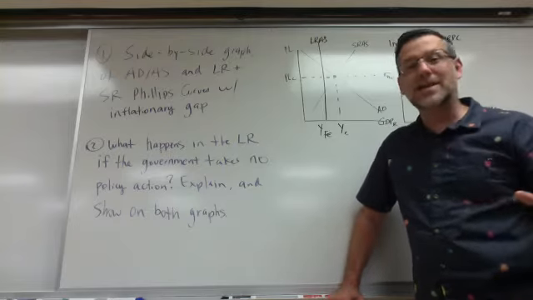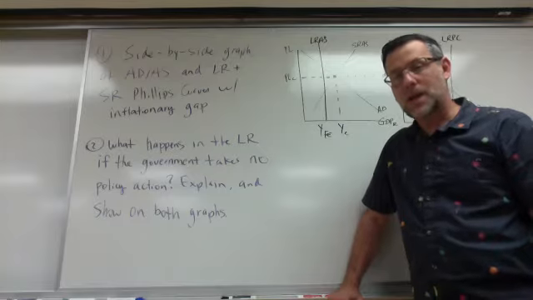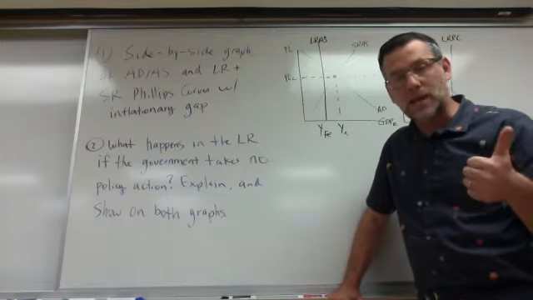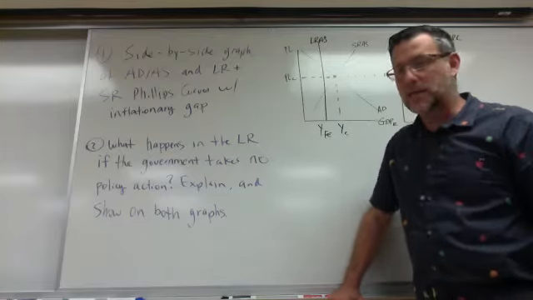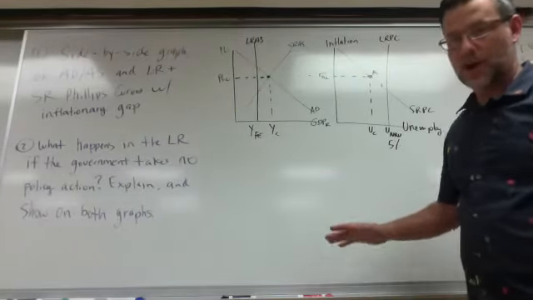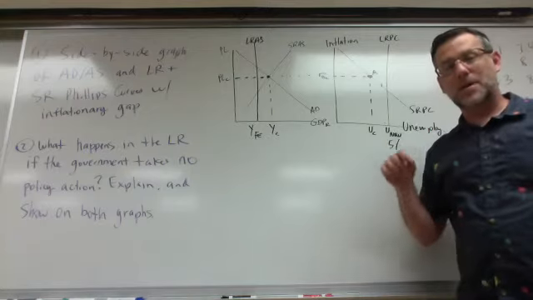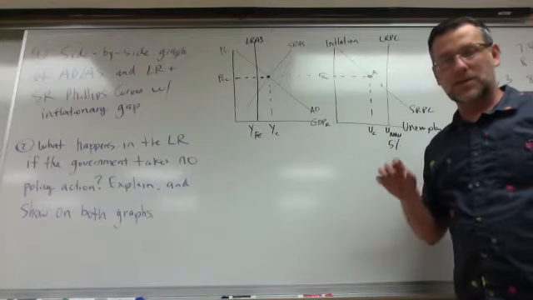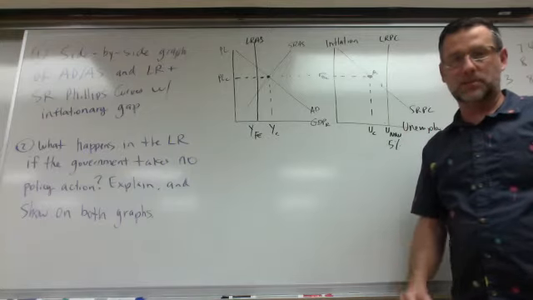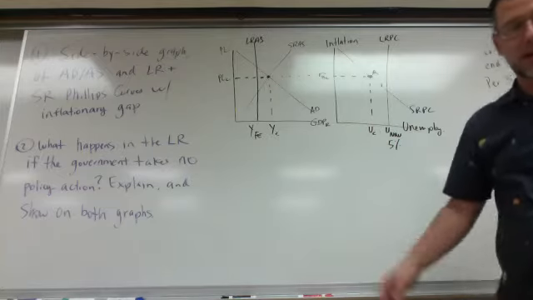So the government decides to do nothing and let this thing fix itself in the long run, right? I want you to explain what's going to happen, and I want you to show it on both of these graphs. Don't draw any new graphs, just these two right here. I want to know what's going to happen in the long run if the government takes no policy action. So take a moment, try to figure out your answer. I'll be back and I'll go over the answer with you.